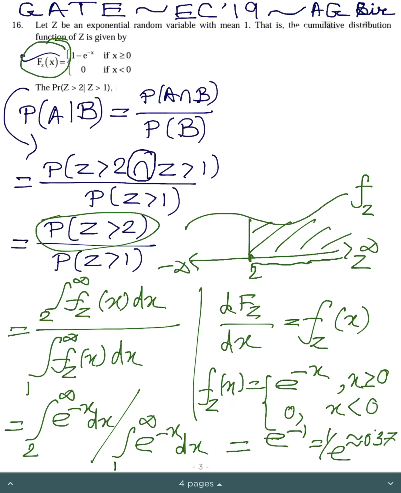Two important parts of this question are: number 1, what is the definition of conditional probability? You have to remember that much. And number 2, what is the relation between the cumulative distribution function and the probability density function of a random variable Z?